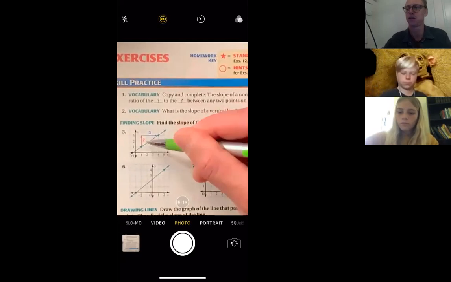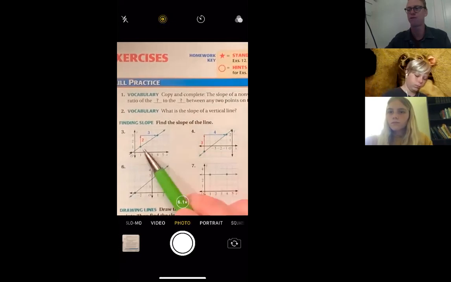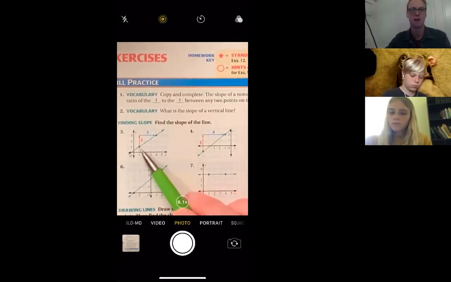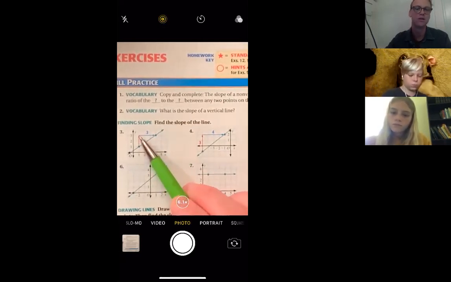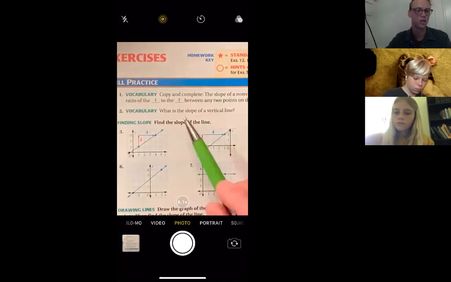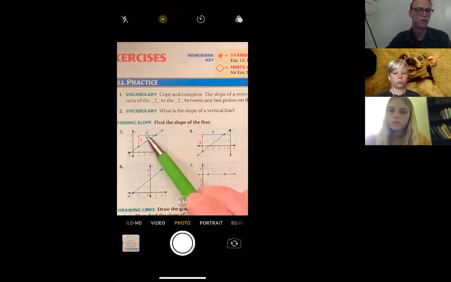So the rise from one point, okay, here, let me be a little bit more specific. When I want to find what the slope is, I'm going to start at the point on the left, and I'm going to go to the point on the right. So I'm going to rise 2, and then I'm going to run 3. So the slope for this line is 2 over the run, which is what, Lacey? 3. 3, yeah. So the slope for this line is 2 over 3.